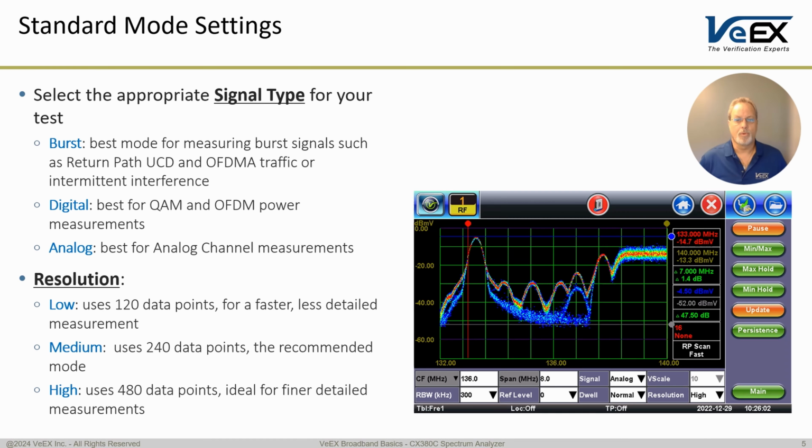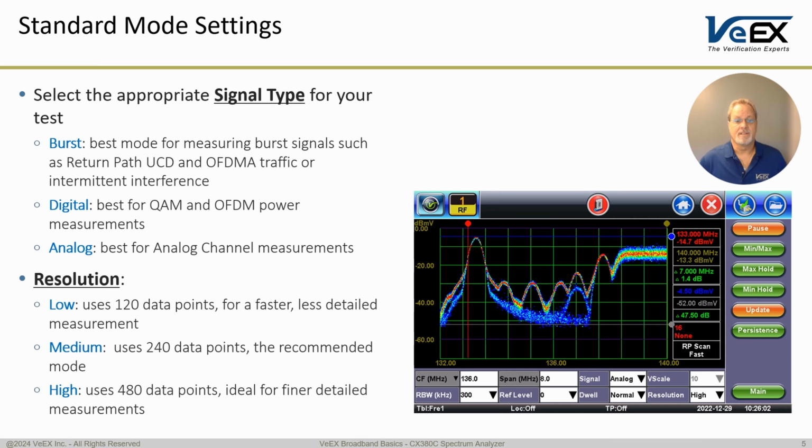Standard and expert both provide the traditional settings such as center frequency and span, which can also be changed to start and stop, resolution bandwidth or RBW, the reference level, and V-scale. When the spectrum analyzer is set to standard mode, you'll see that there are some additional settings. There is a signal and resolution setting, and below the signal setting there is another field. This field reflects the signal level type that is selected.